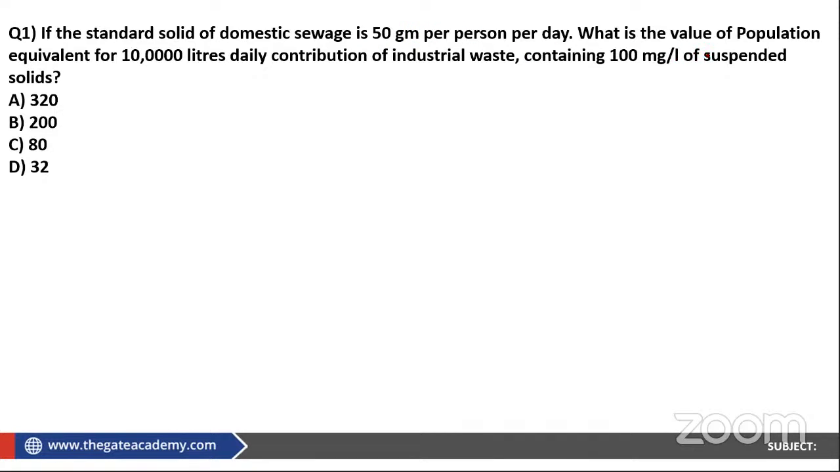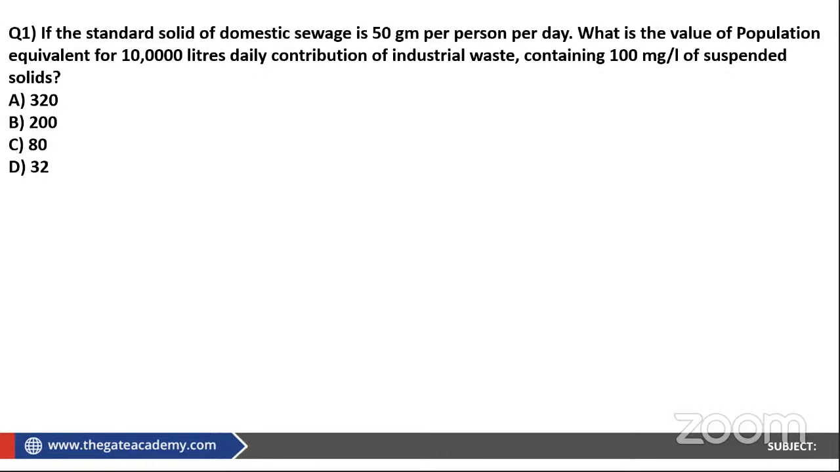Now what is the value of population equivalent for 1 lakh liter daily contribution of industrial waste containing 100 milligram per liter of suspended solids? Now we have to find the population equivalent. I will give you only 5 minutes to solve this. Just solve it fast and write the answer in the chat portion. Which option is correct here? Yes, you need to solve this question fast.